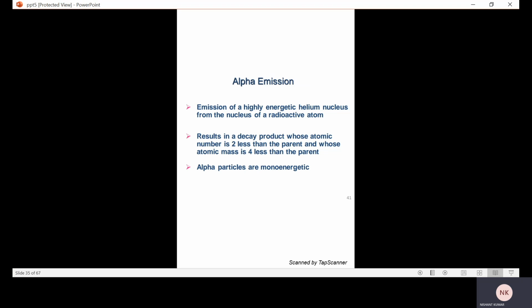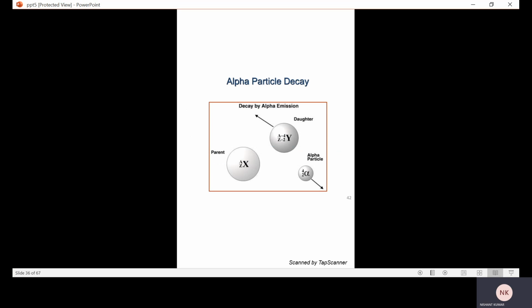Alpha particles are monoenergetic. Alpha particle decay. Decay by alpha emission.